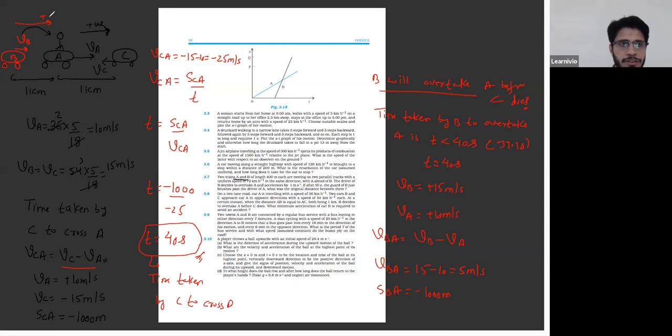See, I'm considering this direction as positive. So to overtake A, you will move in positive direction. So it's plus.